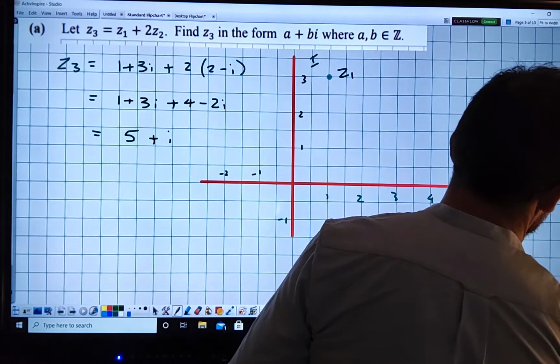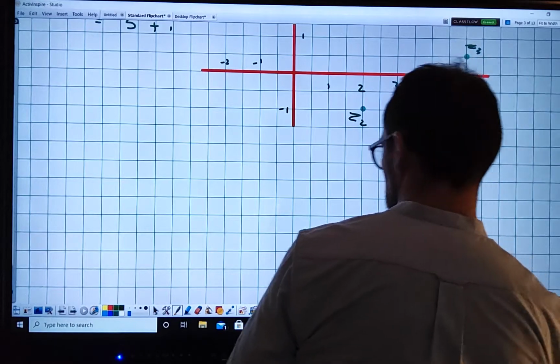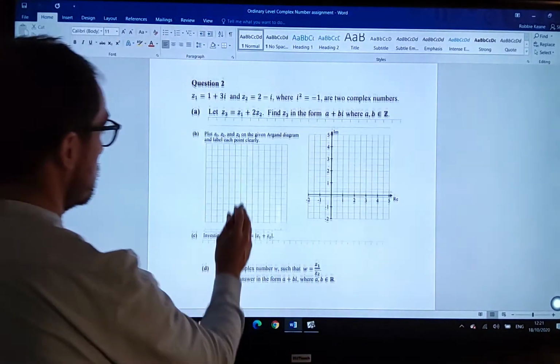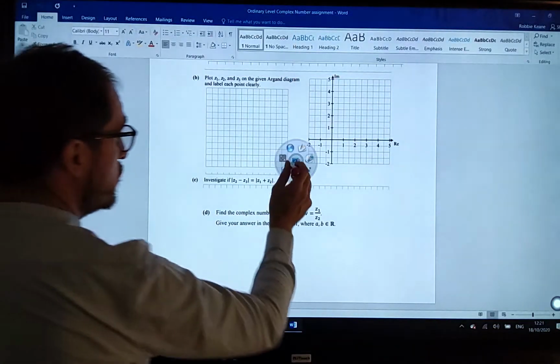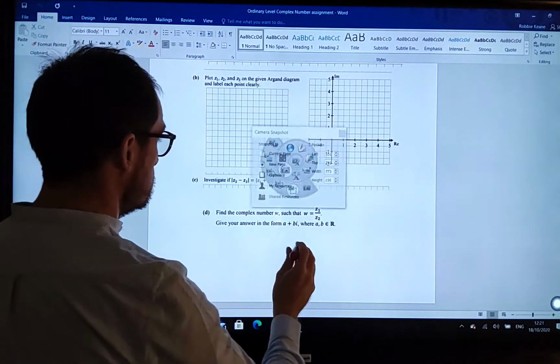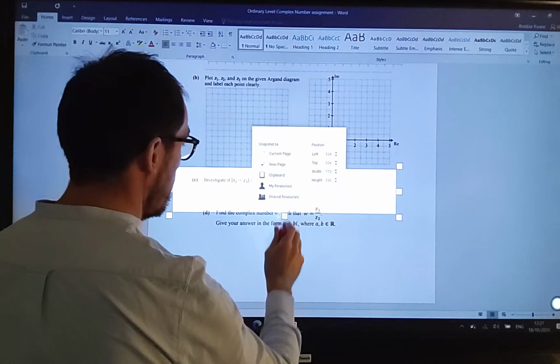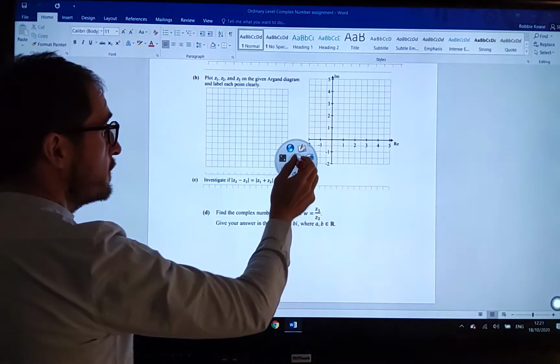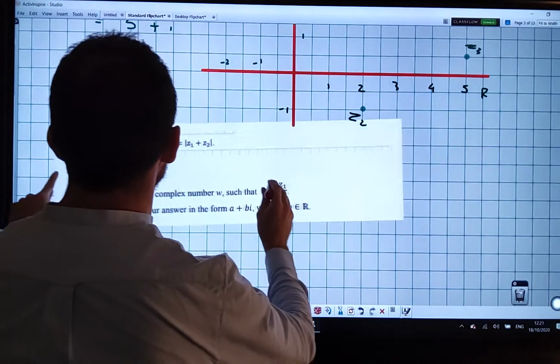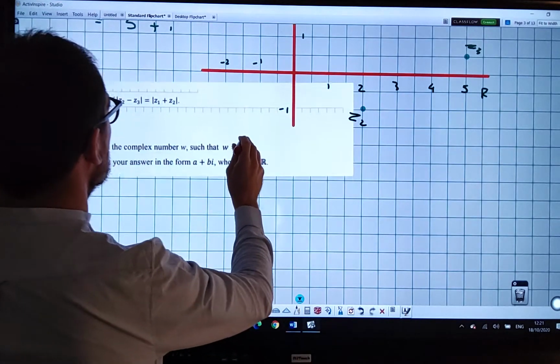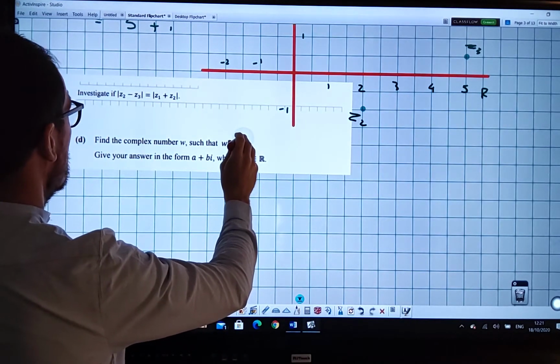Now, just scroll down a bit, and we're going to bring in part C and D now. So again, it's the same type of question you get asked each year. We've done these type of questions before. It's the same methodology. So investigate if the modulus of z2 minus z3 is equal to the modulus of z1 plus z2.